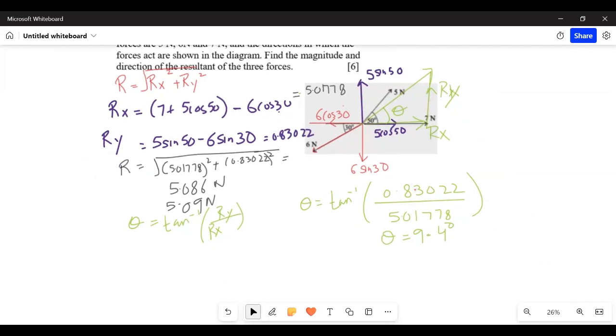So the direction is 9.4 degrees above 7 Newton force. Or you can say anti-clockwise from the 7 Newton force.